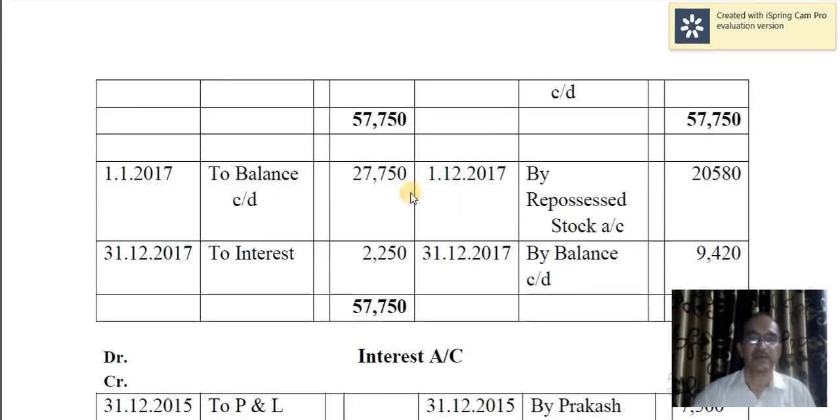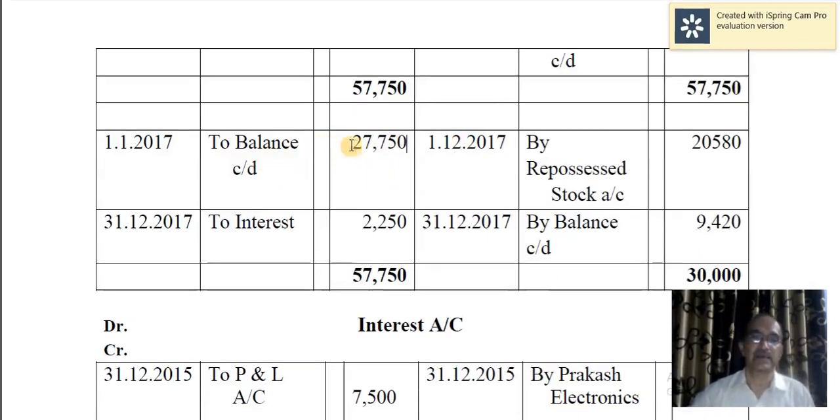Okay. Now third year beginning 27,750 is the balance still due by the hire purchaser. Interest for third year is 2,250, but third year installment we have not received, so we have taken over 3 TV sets, and therefore the agreed value of that is 20,520. Now the balance is carried down 9,420. I forgot to enter there, so it is the exact amount 9,420.